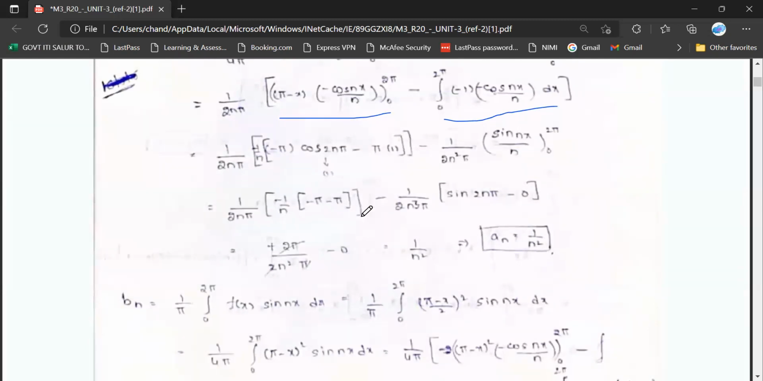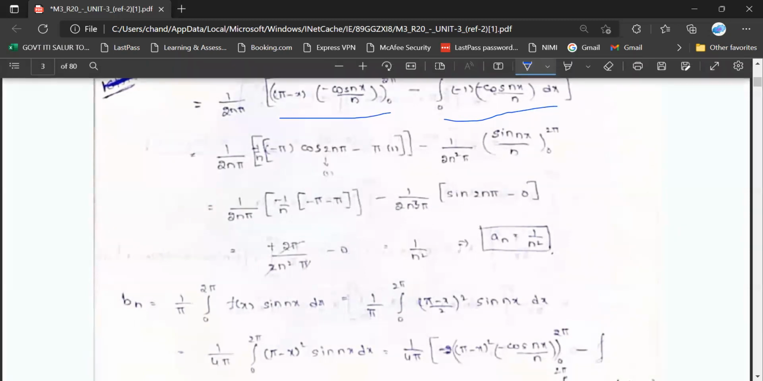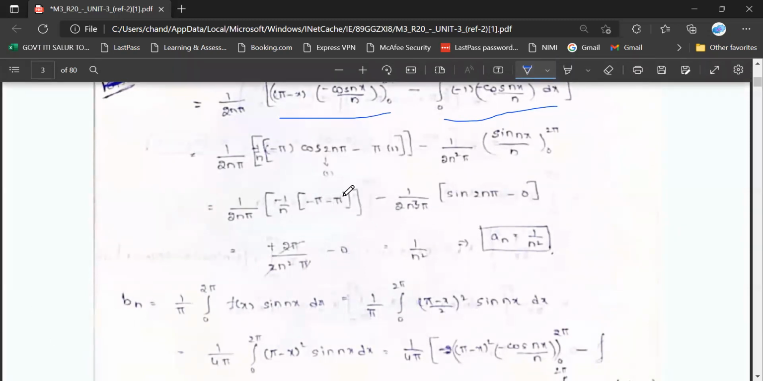We substitute the values. Then we get the solution is 1 by 2π of minus 1 by n minus π minus 1 by n cube π, and sin 2nπ is minus 0. So we are getting minus 2π, that is minus π and minus π is nothing but minus 2π. Here we have a 0 element, so the angle of this element is 0. So all the terms get 0.